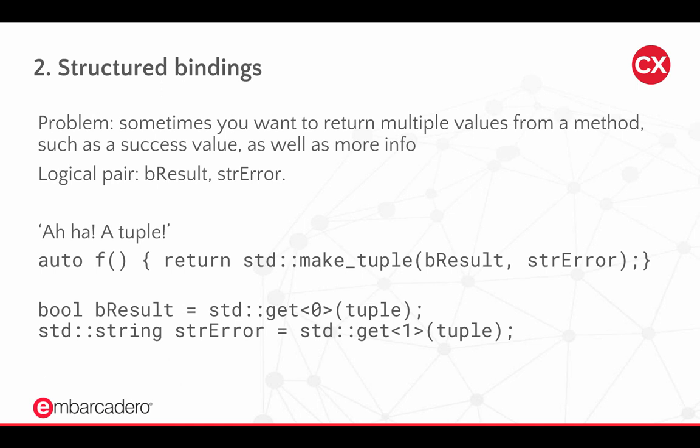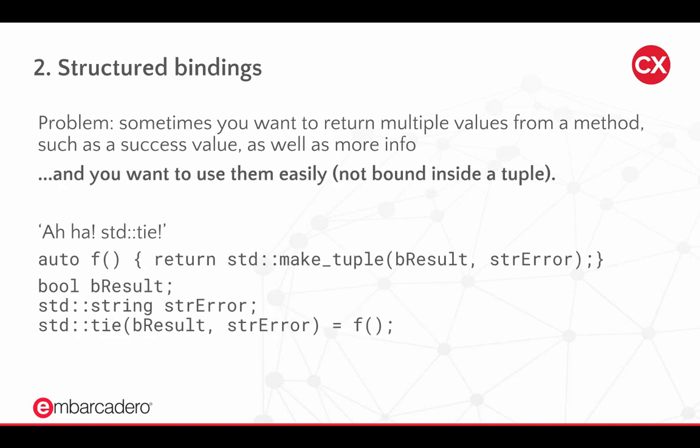Now from that tuple you can then get some of the values, and if you remember back to the constexpr example just a minute ago, std::get here will look like a familiar code snippet. You can use that to get the boolean and string values out of the tuple. That's a little ugly, so let's change the problem definition.